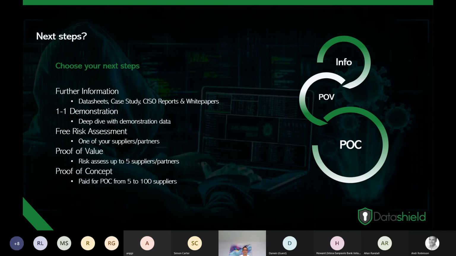Now, there's a variety of different next steps, and we'll come to the Q&A in the next couple of minutes if there are any questions. We can supply lots of different information. We've got data sheets, case studies, there's a variety of different white papers and reports. We can arrange a simple one-to-one demonstration with data from one of our technical staff that will enable a far more technical demonstration if you actually want to see it.